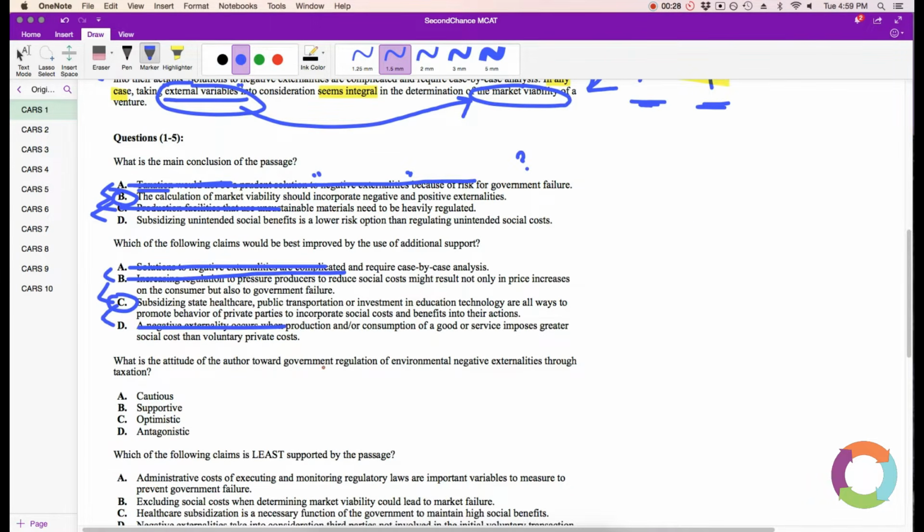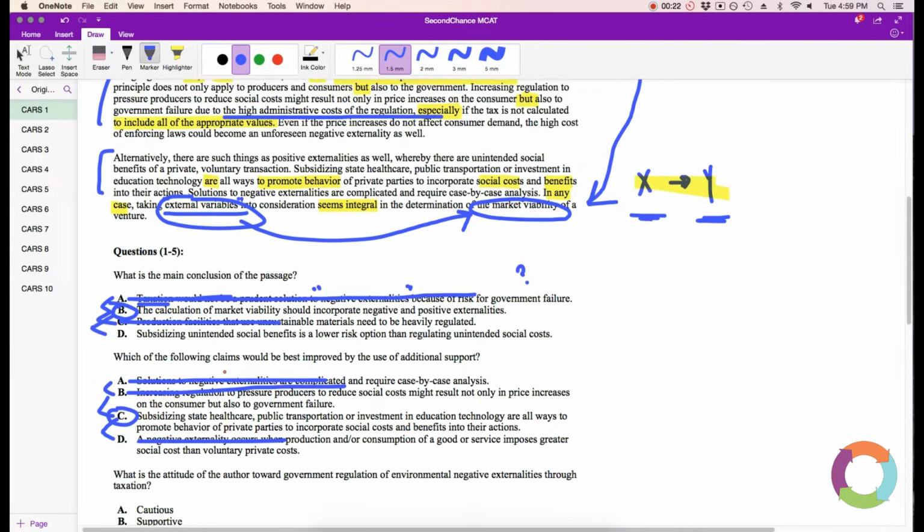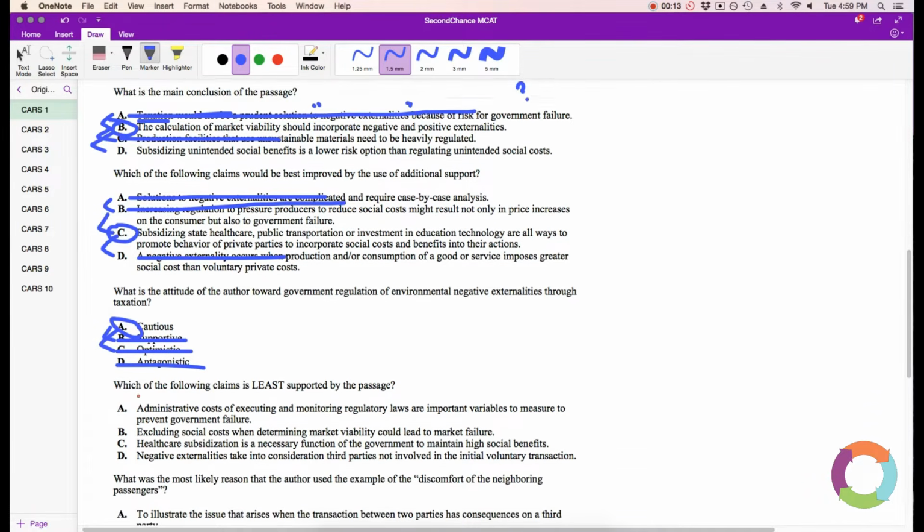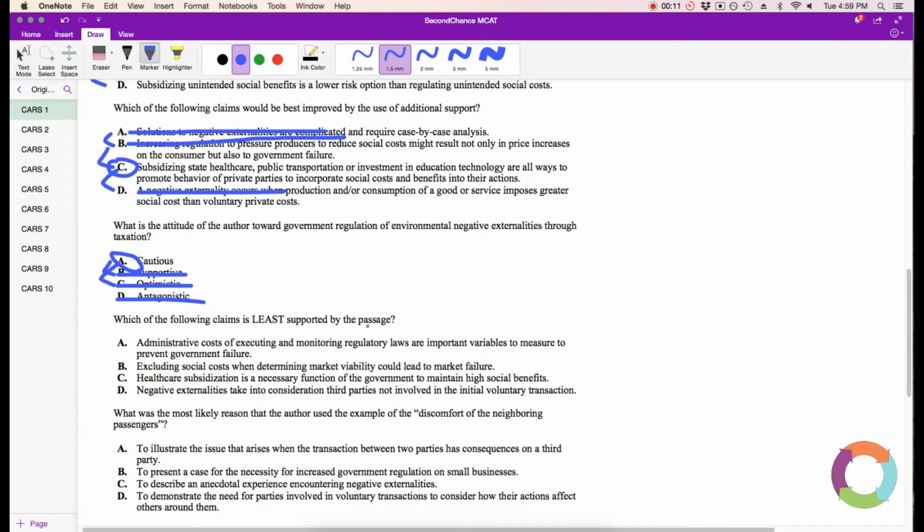What is the attitude of the author toward government regulation of these negative externalities? Through taxation, again, it wasn't one way or another. It was pretty much neutral, maybe cautious is pretty good, so not supportive, not optimistic, and not antagonistic, so cautious. Which of the following claims is least supported by the passage?